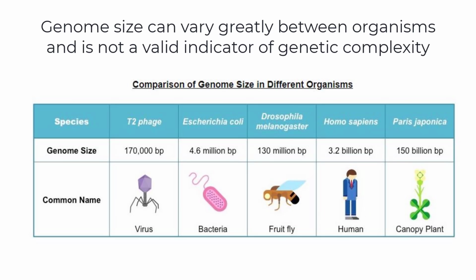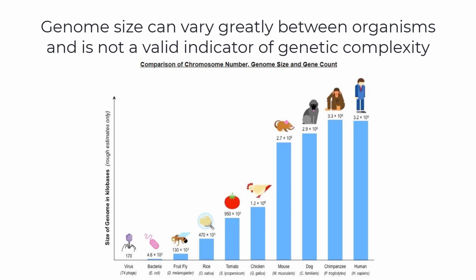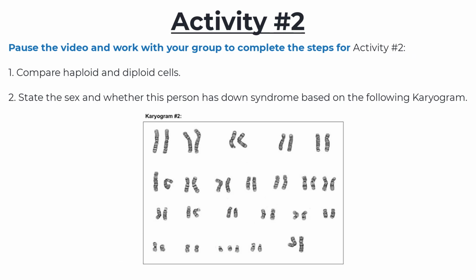Lastly, genome size also does not show a valid indication of genetic complexity. When comparing the genome of a human to a canopy plant, we see the canopy plant has 50 times more base pairs than humans, but canopy plants are not 50 times more complex than humans. There are, however, some general trends in genome size that can be found. Viruses and bacteria tend to have very small genomes. Prokaryotes typically have smaller genomes than eukaryotes. And sizes of plant genomes can vary dramatically due to the capacity for plant species to self-fertilize and become polyploid.